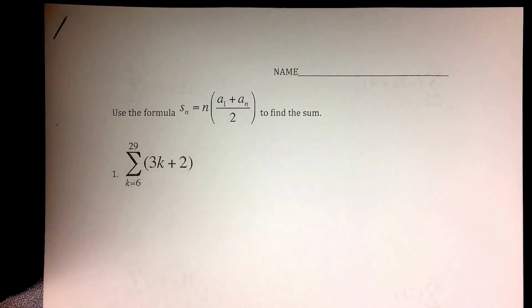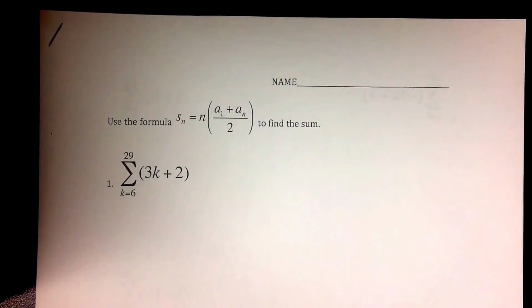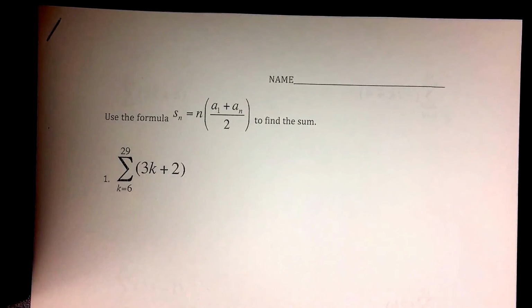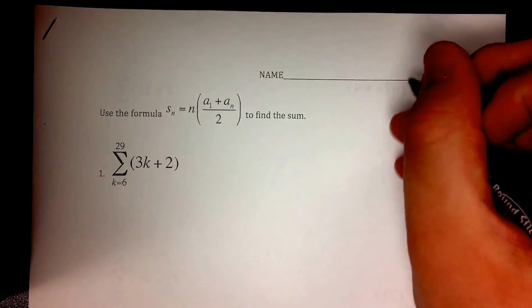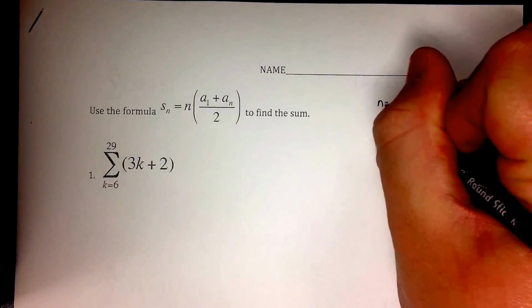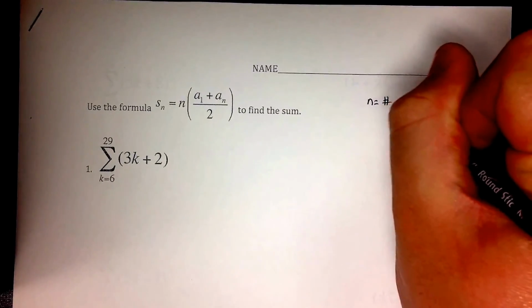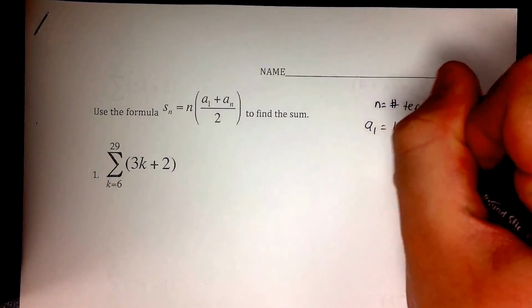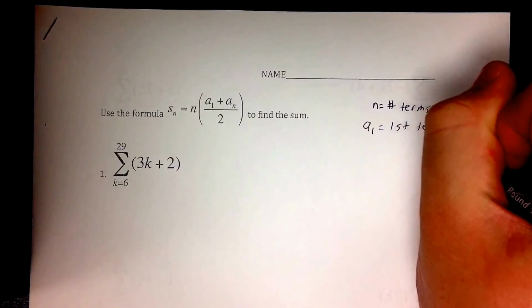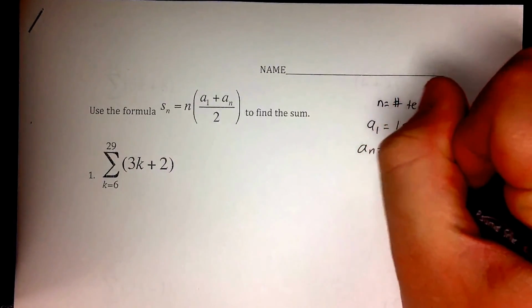Okay, to get you going, one of the problems you guys wanted to see more of was number 5, where you're finding the sum in an arithmetic series in sigma notation. So again, we need to find three things. N, which is the number of terms. A1, which is the first term of the series. And AN, which is the last term.